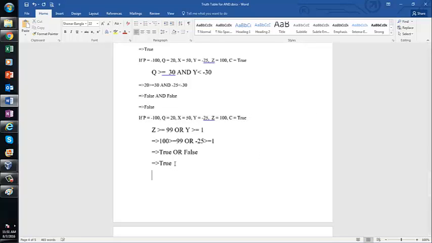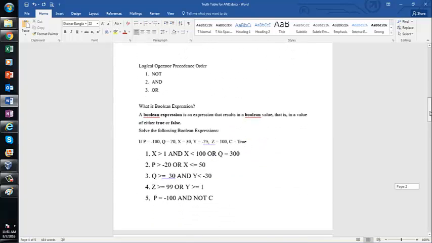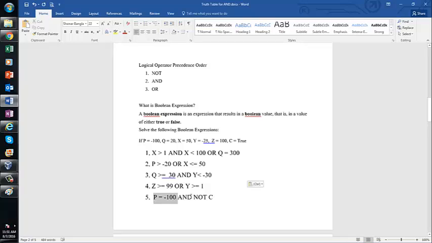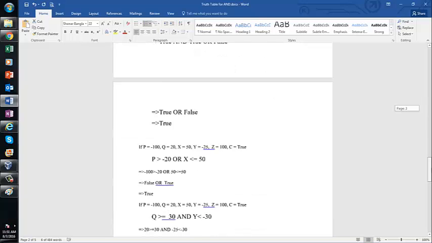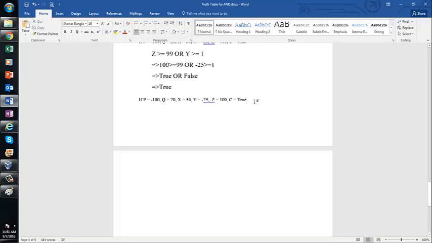What is the next question? I think you will have a question on this one, the next one. Let me solve this one, and then I will answer your question if you have any. So let's say, what is the value of p? Minus 100. P equal to minus 100, and then AND not c, where c equal to true.